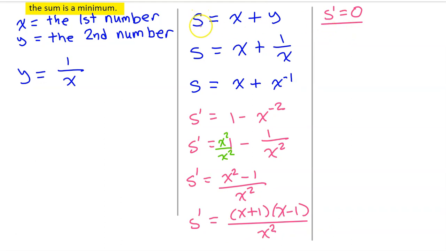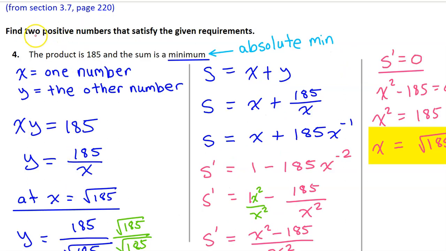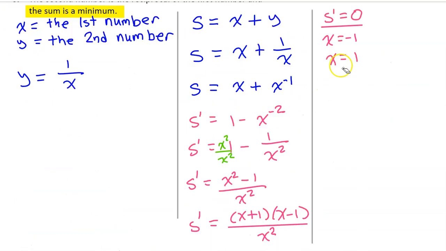Now it's time to find the critical values of s. That's where s prime is equal to 0 and where s prime is undefined. A fraction will equal 0 when the numerator is equal to 0. If I set this numerator equal to 0, I'm going to get x is equal to negative 1 from the first factor, and x is equal to positive 1 from the second factor. However, don't forget that we were told in the setup that we are looking for 2 positive numbers. So we can forget about x equals negative 1.